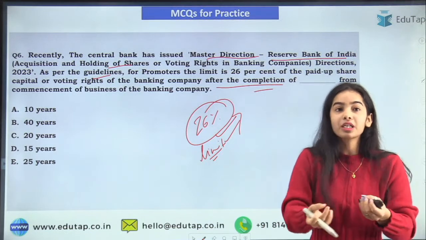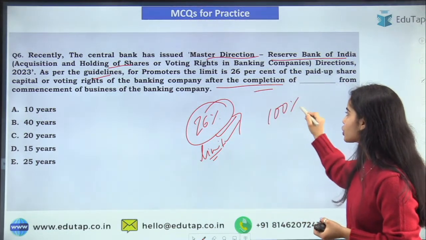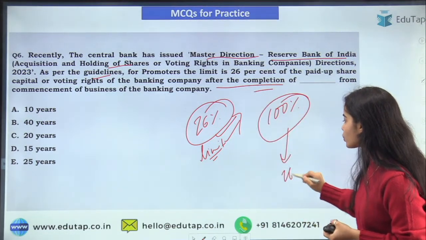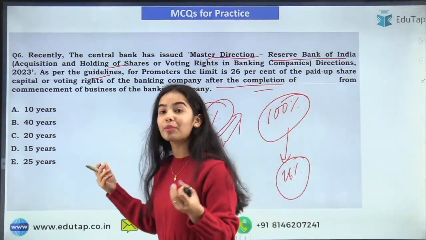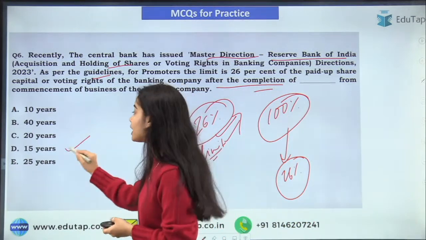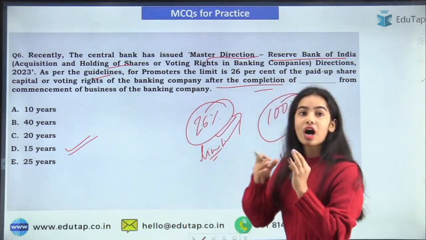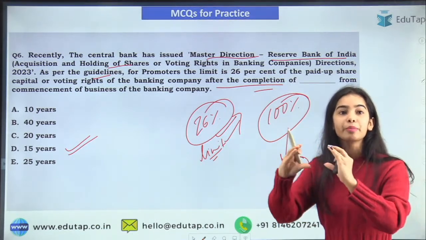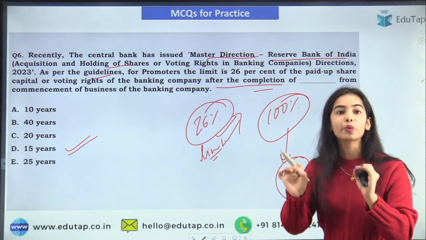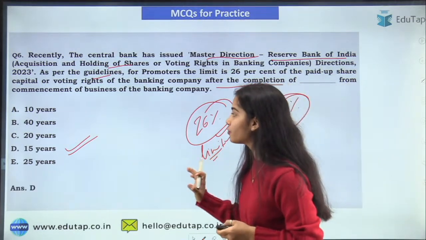So when they have set up the company, of course they have 100% of the shares, but they have to go down to 26% of the shares after how many years? The right answer here is, yes, I am getting all the right answers. That is so good to see. So it is 15 years. After the completion of 15 years, the limit of the voting rights or the limit of the shares with the promoters becomes 26%. So be very careful with this.